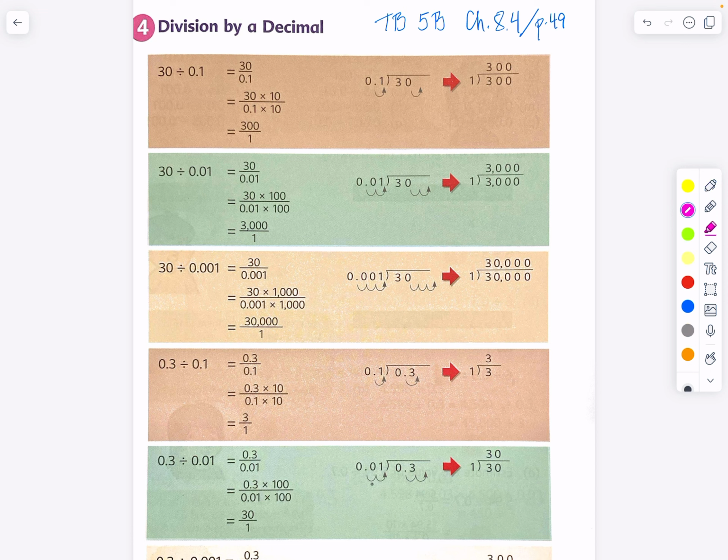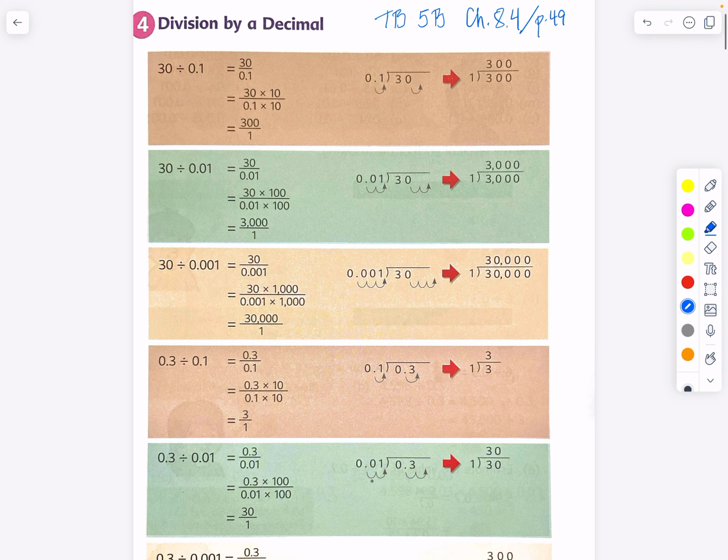What are we dividing here first? We are dividing by 1/10. We are dividing 30 by 100, and we are dividing 30 by 1,000. And then we can consider the next examples after that. So let's take a look.